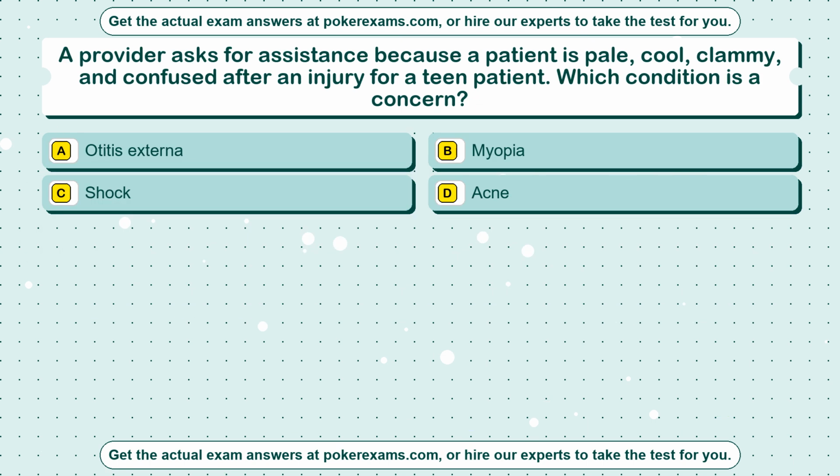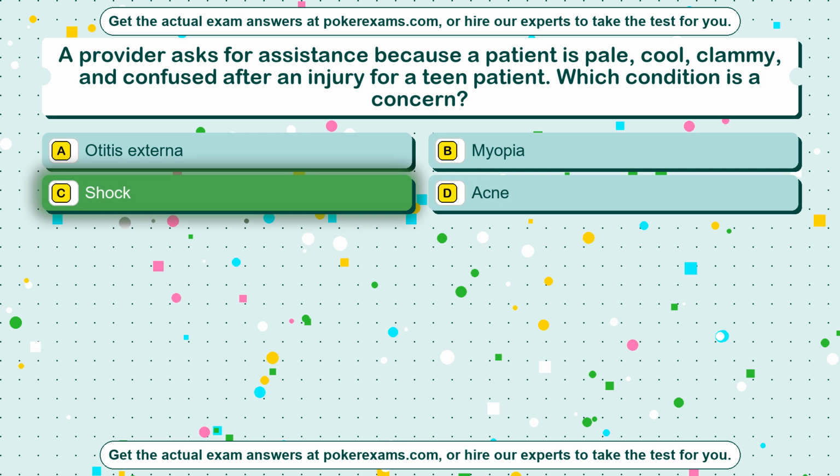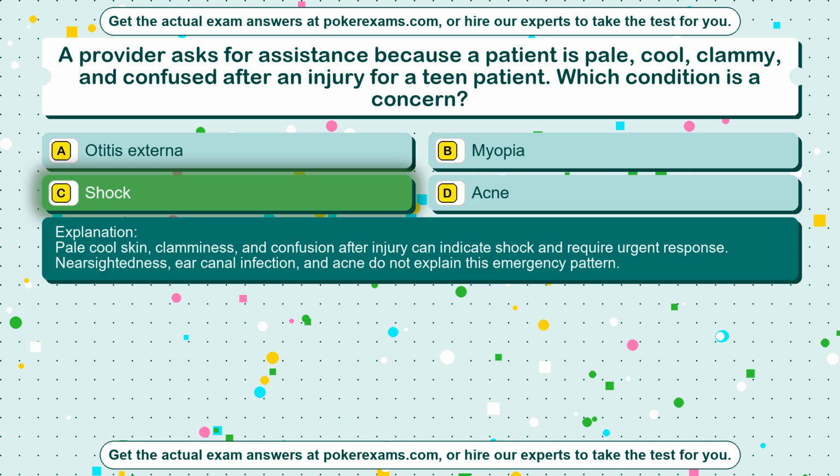Question 93. A provider asks for assistance because a patient is pale, cool, clammy, and confused after an injury for a teen patient. Which condition is a concern? Option A, otitis externa. Option B, myopia. Option C, shock. Option D, acne. The correct answer is option C, shock. Pale, cool skin, clamminess, and confusion after injury can indicate shock and require urgent response. Nearsightedness, ear canal infection, and acne do not explain this emergency pattern.